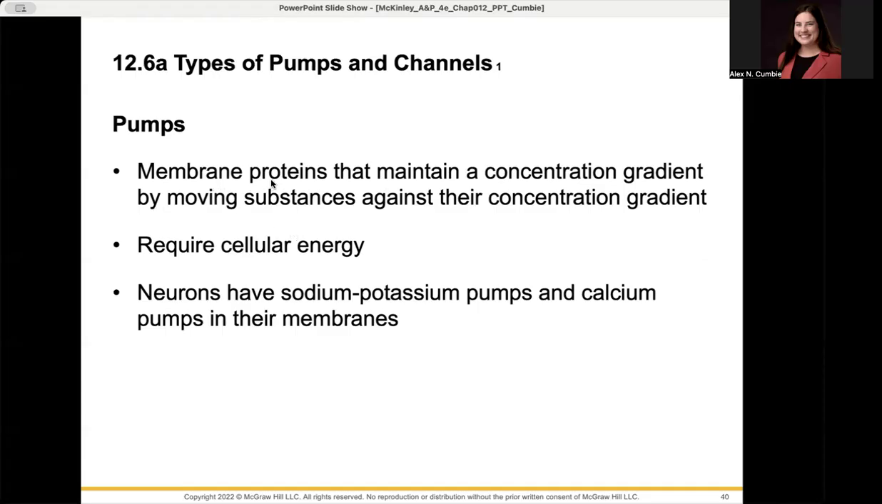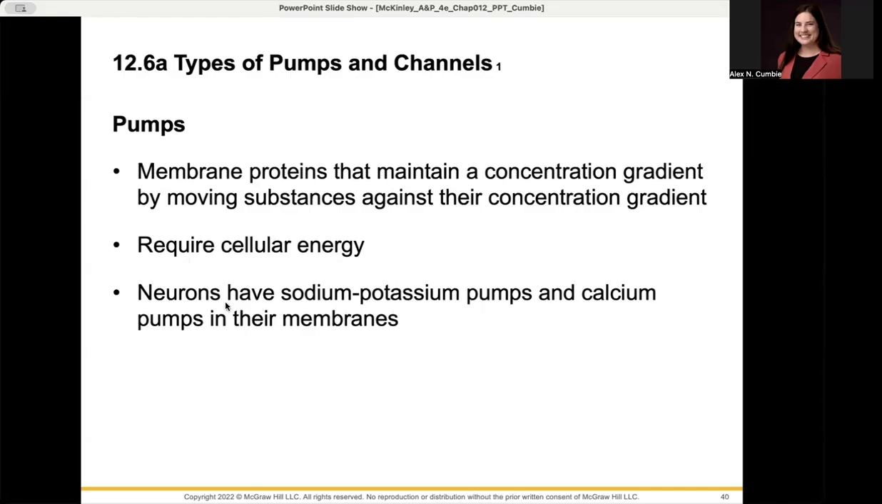Pumps are defined as membrane proteins. These are proteins inside the cell membrane that maintain a concentration gradient of ions by moving substances against their concentration gradient. If we're moving against the concentration gradient, this is an active process, meaning it requires energy in order for these pumps to work. The most common ones that we have on neurons are sodium-potassium pumps and calcium pumps. Remember, sodium, potassium, and calcium we learned about in the muscle chapter, super important for us to be able to do different types of actions.